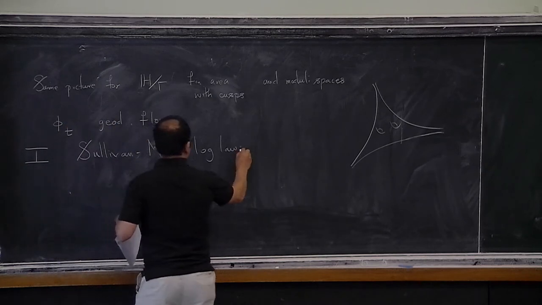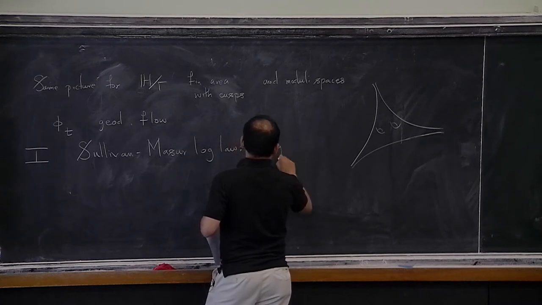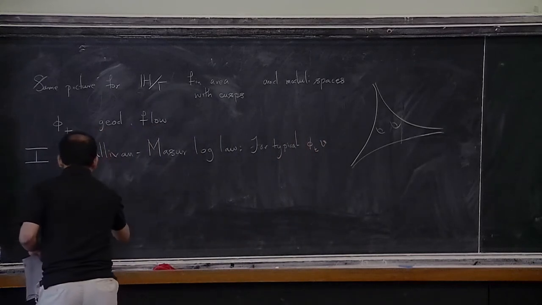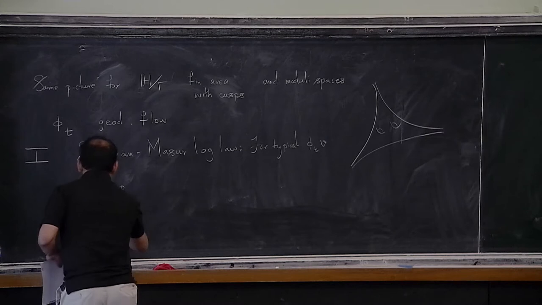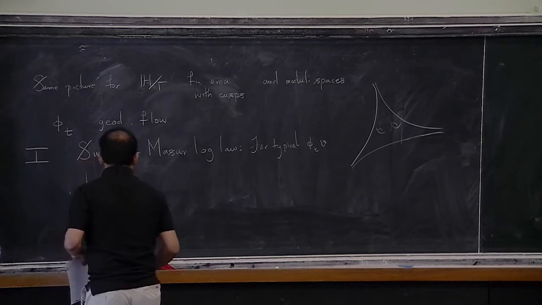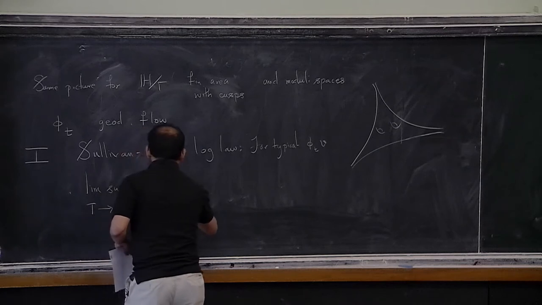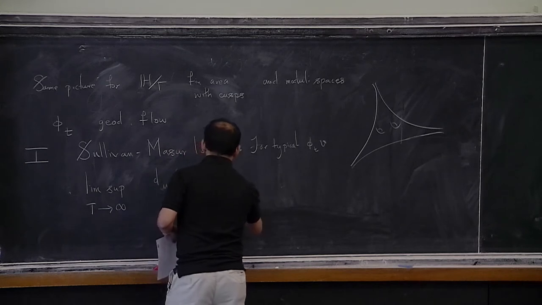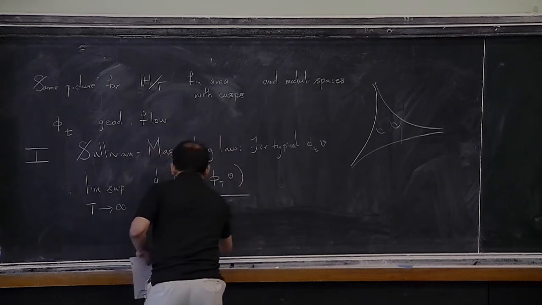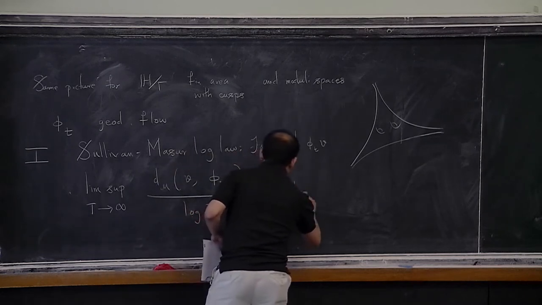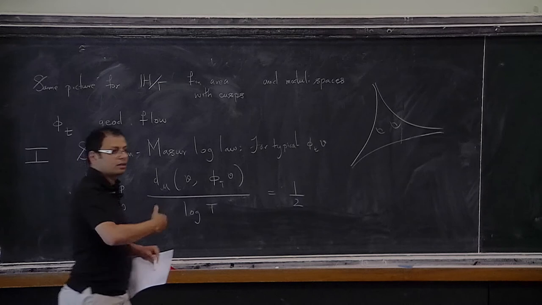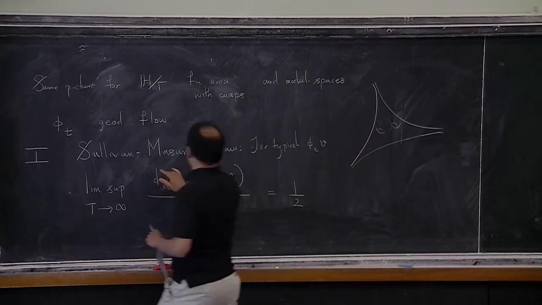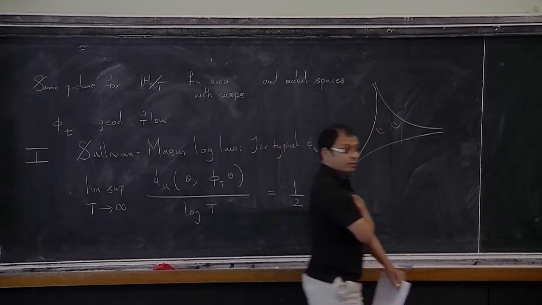So this says that for a typical geodesic, for typical phi t of v, we get the following behavior. As t goes to infinity, we can measure the distance in the space between the starting vertex and the end vertex, and the limsup of this over log t is 1/2. So the depth of the geodesic in the thin part is about half of log of t. And this works both on a surface like that, and Mazur showed that it also works in moduli spaces.